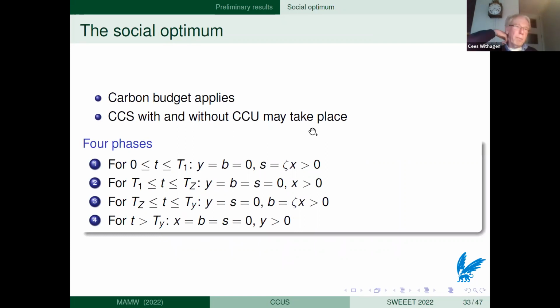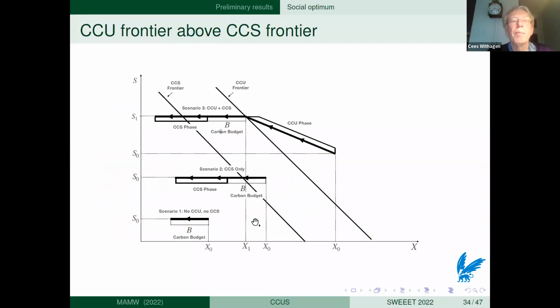Then the social optimum has in principle 4 phases. One phase is CCU. The second phase is accumulating atmospheric CO2. And in that phase, there is no carbon capture or storage, nor carbon capture utilization. Then a third phase with only insertion in inert fields to keep the atmospheric stock of CO2 at a constant level, and then renewables take over.